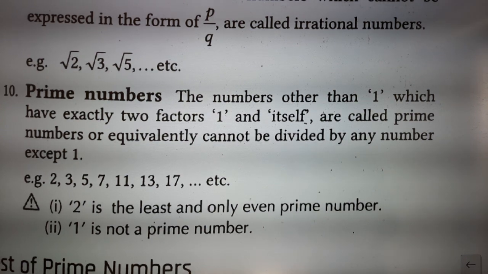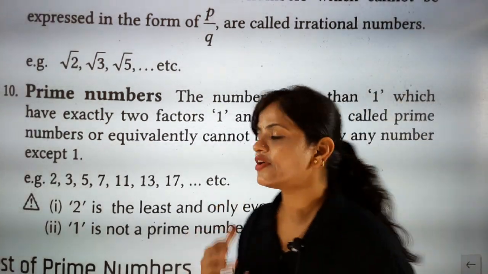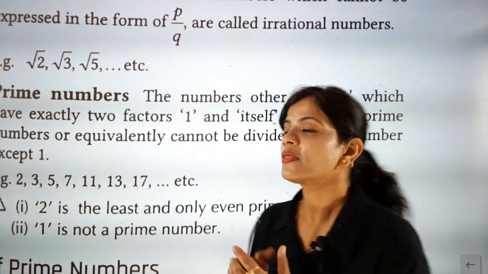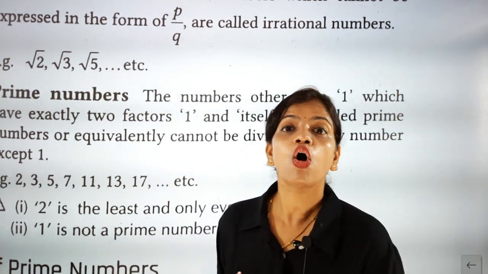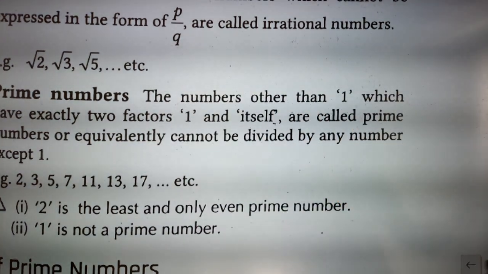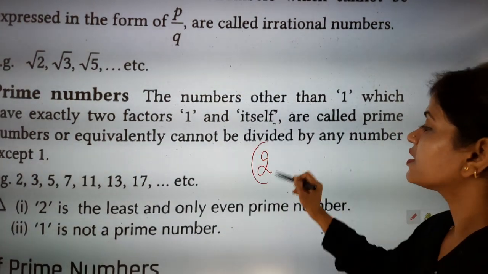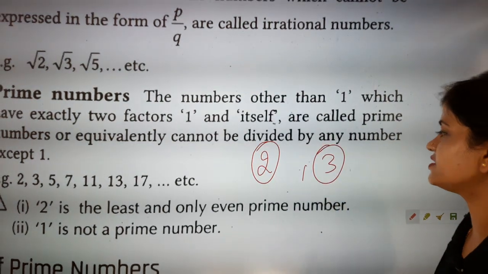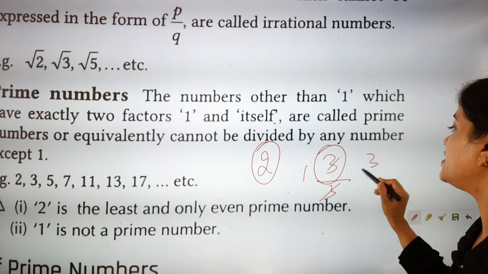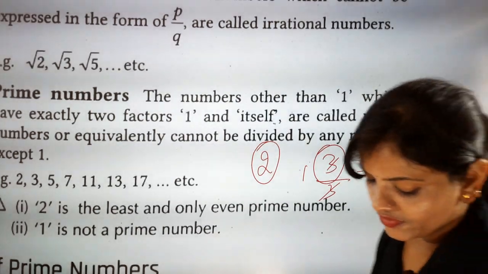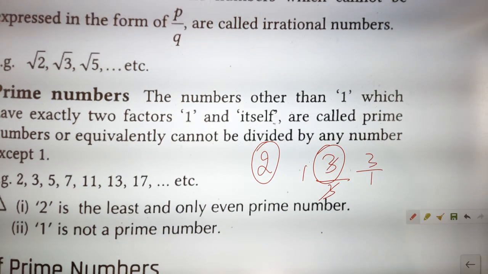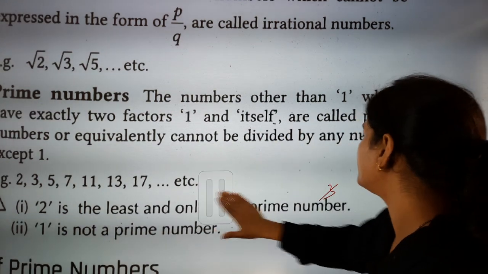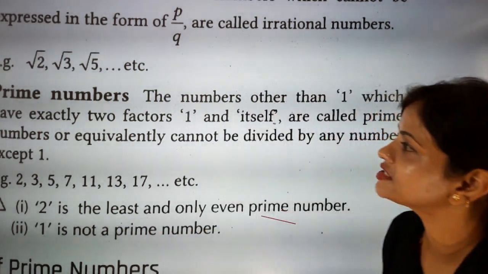The next one is called prime numbers. Now what is the definition of a prime number? The definition says that a number which is divisible only by itself or by 1 is called a prime number. 2 is divisible by itself and by 1. 3 is divisible by 3 only, and 3 can be divided by 1. So a number which is divisible by itself or by 1 is called a prime number.